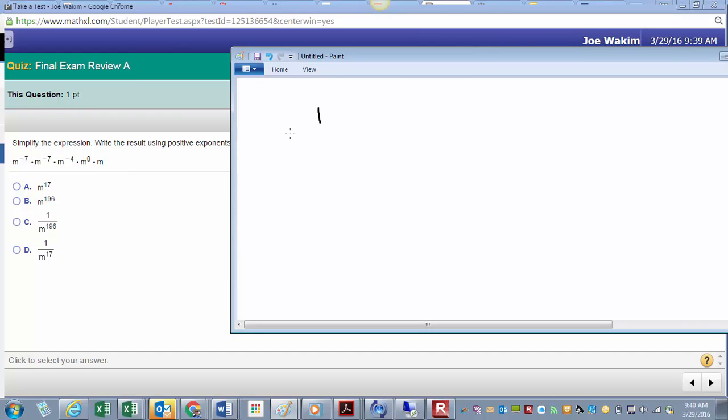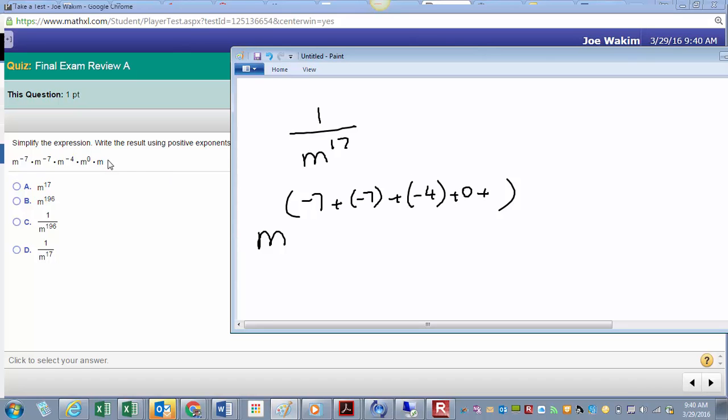Let's try again. So m to the power. Let's add all these. Negative 7 plus negative 7 plus negative 4 plus 0. And then this is m to the power 1. That's a 1. So negative 7 plus negative 7 is negative 14. Plus negative 4, negative 18. Plus 1, negative 17. But we want positive exponents, so we put it in the denominator as 1 over m to the power 17. And that's a D.